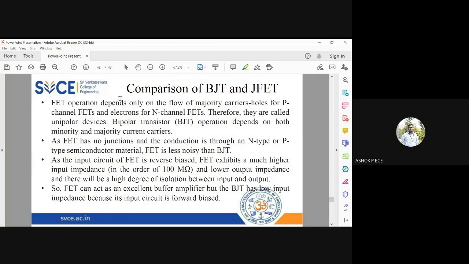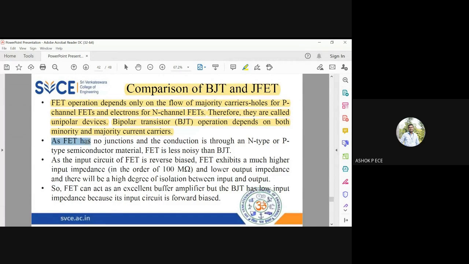Now coming to the comparison of BJT and JFET. Very, very important to understand the comparison, how BJT and JFET differ. As we have seen in the very first class, FET will depend only on the majority carriers. The majority carriers are holes for P channel and electrons for N channel. Therefore, FETs are called unipolar devices, and BJT depends on both the majority and minority carriers. This difference we have seen in the starting of the unit.